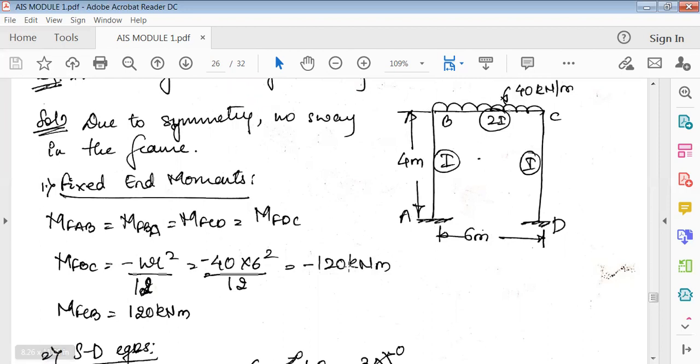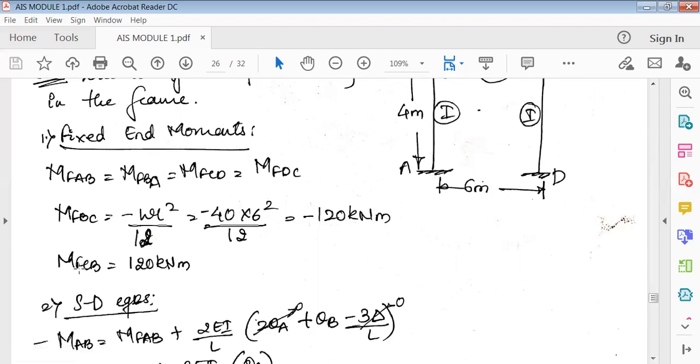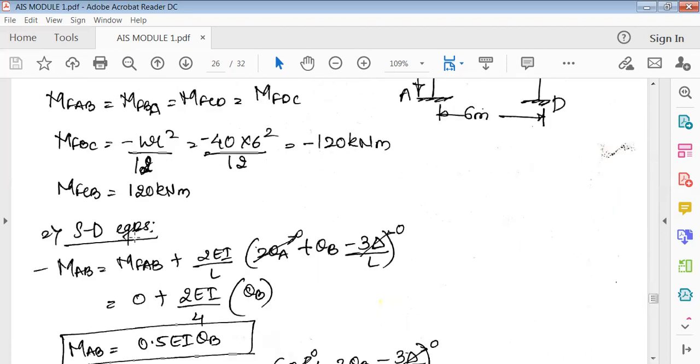So substitute the values, it's minus 120. Similarly, CB is plus WL square by 12. Same thing what you have done before. So we found out the fixed end moments. Okay, next is the slope deflection equation.